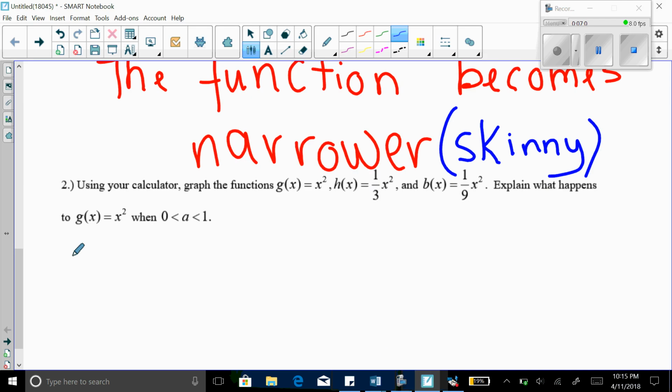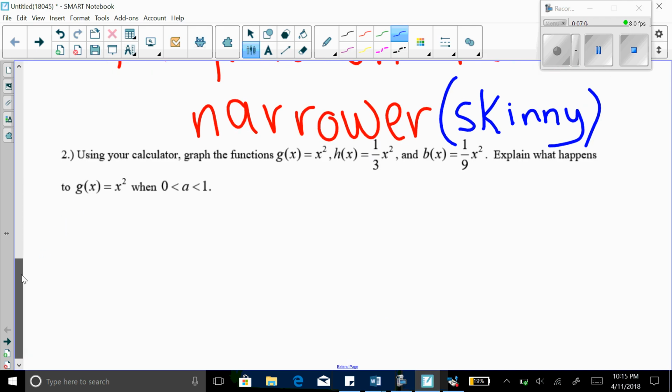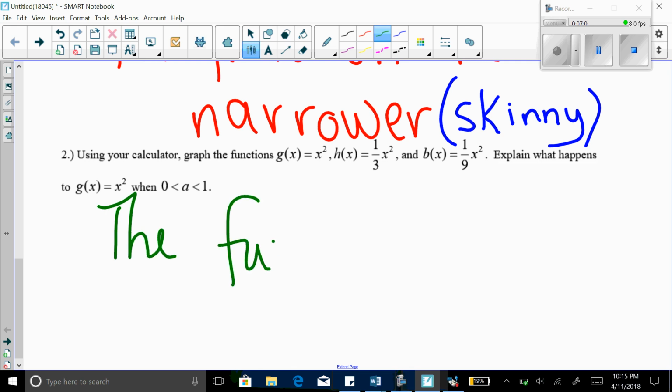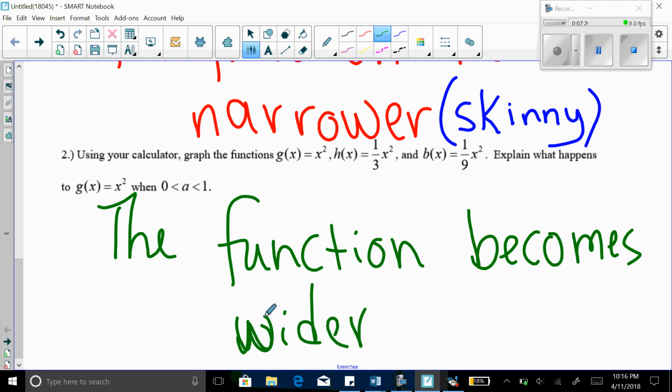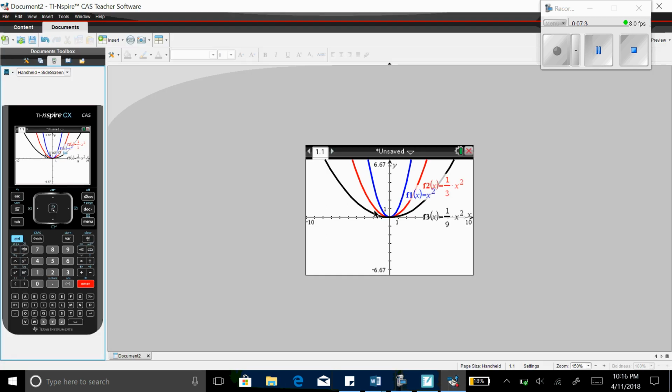So what happens in this case? We want to write the function becomes wider. We're not going to use fatter. That's just not correct in math. So the function becomes wider. Right? So you start the blue, goes to the red, goes to the black. It's getting wider and wider every time.